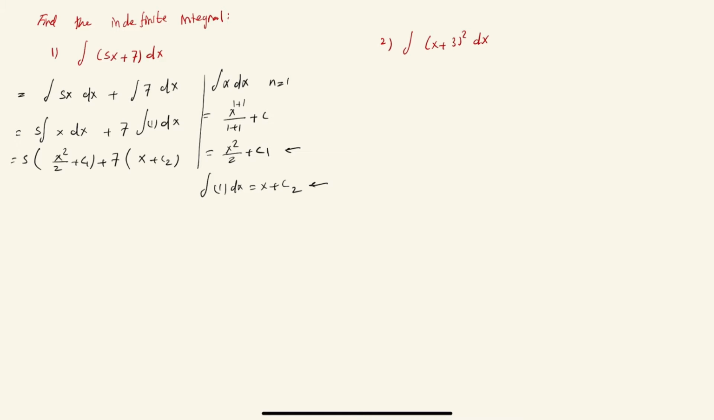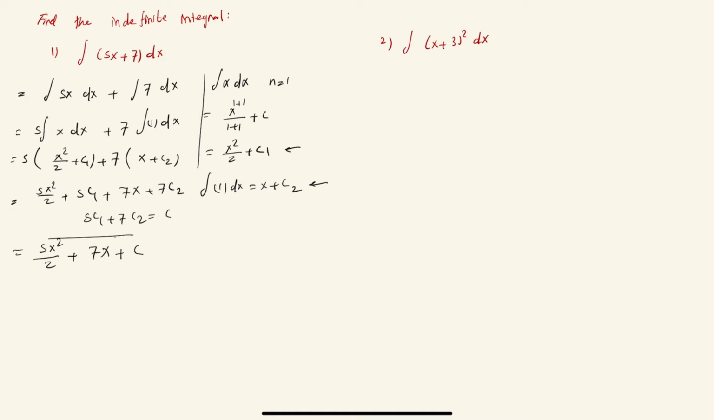Now I'm going to multiply 5 by what's inside the parentheses. I'm going to multiply 7 by what's inside the parentheses. Now notice 5c1 plus c2, I'm going to set that equal to c. Therefore we're going to have 5x squared over 2 plus 7x and then plus c. And that is the result of the indefinite integral.